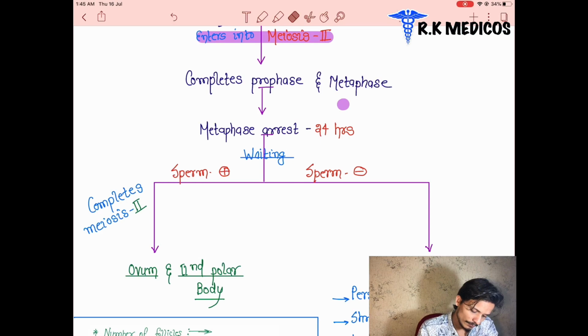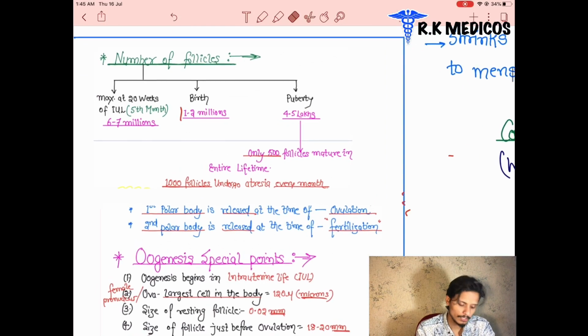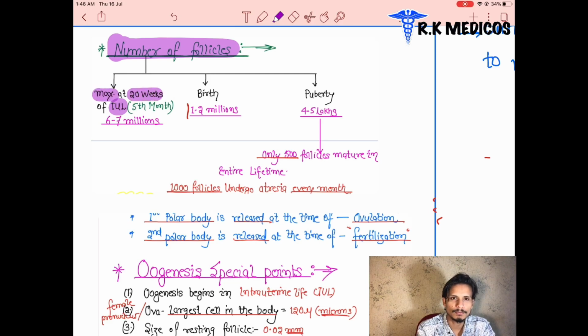You can see the number of follicles. What is the number of follicles formed in intrauterine life? We can see IUL, the maximum at 20 weeks. 20 weeks means there is maximum formation at the fifth month basically, and there are 6 to 7 million in number, but at the time of birth their number is reduced. These follicles degenerate as time passes, and only 1 to 2 million are left.